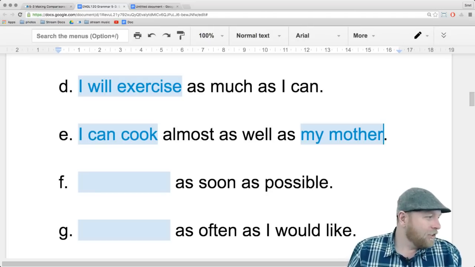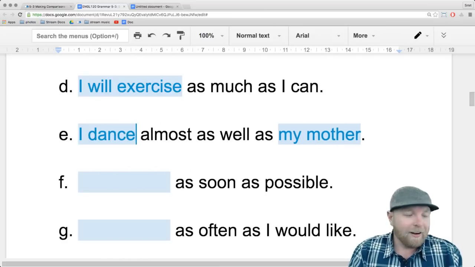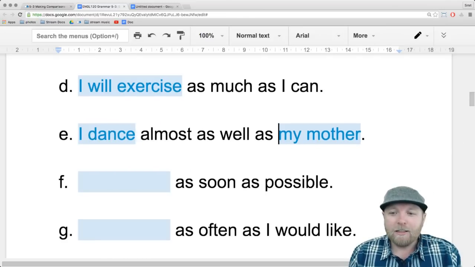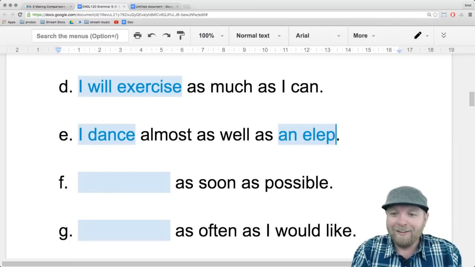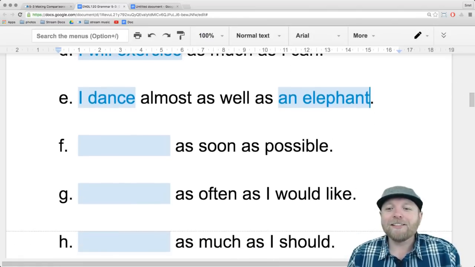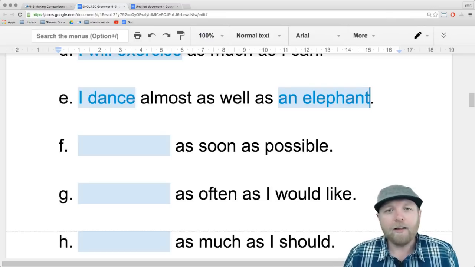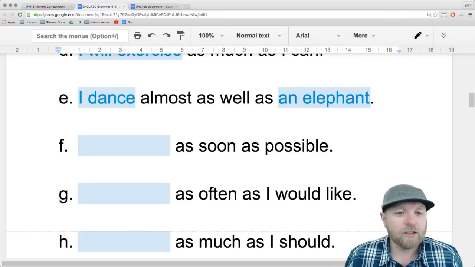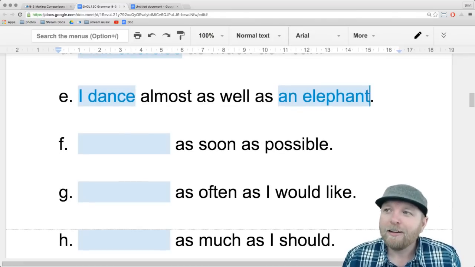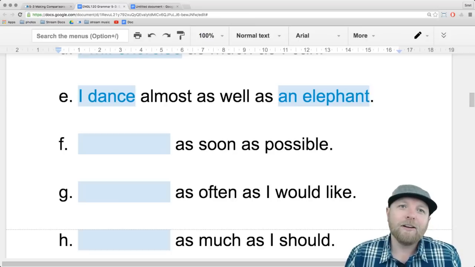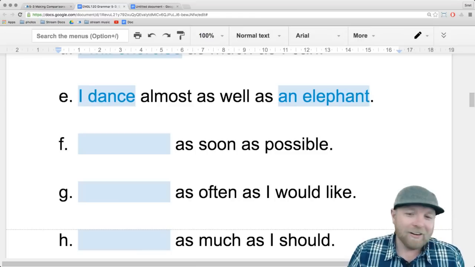Marianne, you changed your name. I dance almost as well as an elephant. Good. I dance almost as well as an elephant. Okay. Does that mean you're a bad dancer? I don't know. Are elephants good dancers? Maybe that's a French idiom. But do we say that in English? Guys? No, we don't say that. Anyways, that was funny, Marianne.